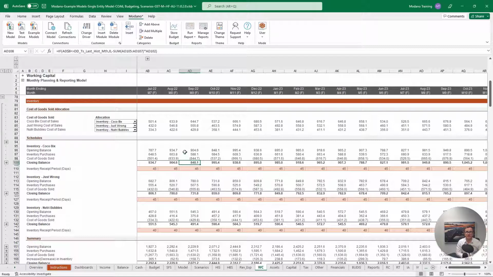In the month of September, we have an opening balance of 904.6. As our cost of goods sold forecasts have 644.7 of inventory going out the door, we then must purchase 588.1 so that we have our closing balance of 848.1, reflecting the requirements for the next 45 days.